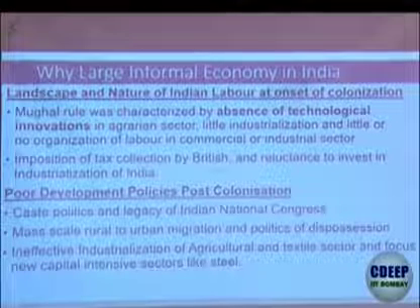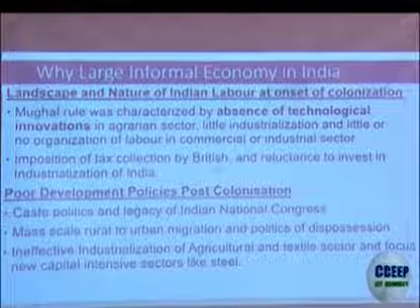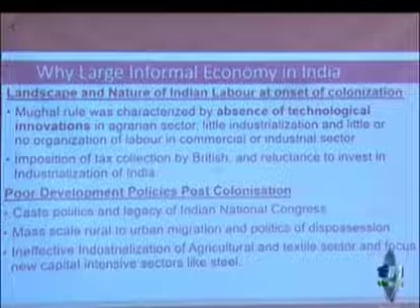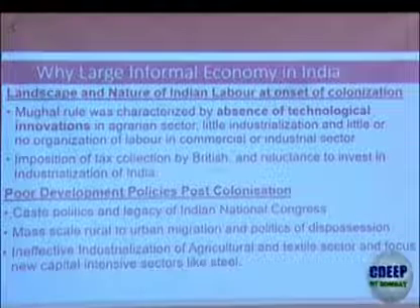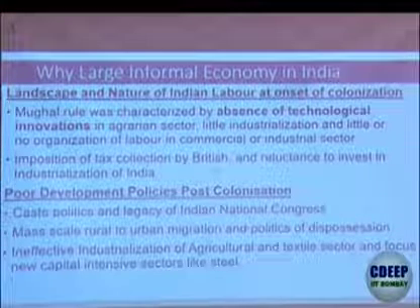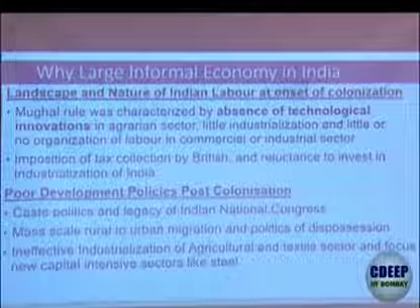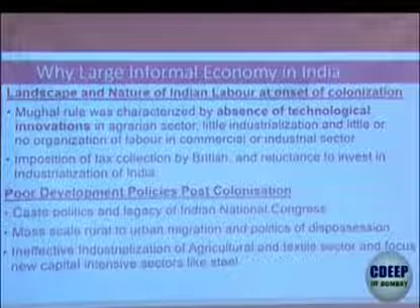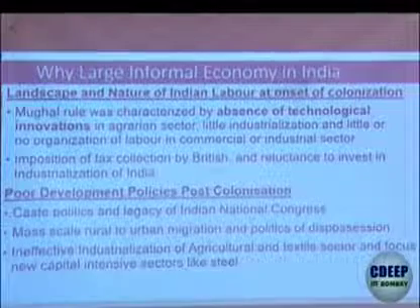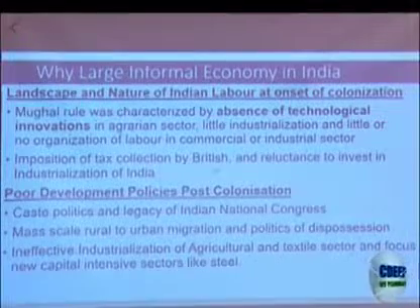Another reason would be the ineffective industrialization of the agriculture and textile sectors. When we got independence, the majority of people were employed in either the agricultural or textile sector. But after independence, the government didn't work on formalizing these sectors and focused instead on the more capital intensive sectors like steel and all.